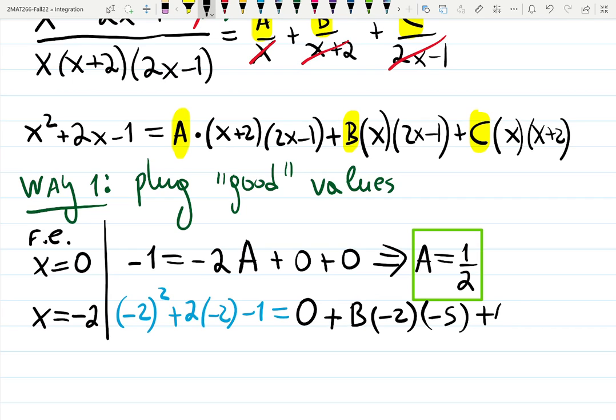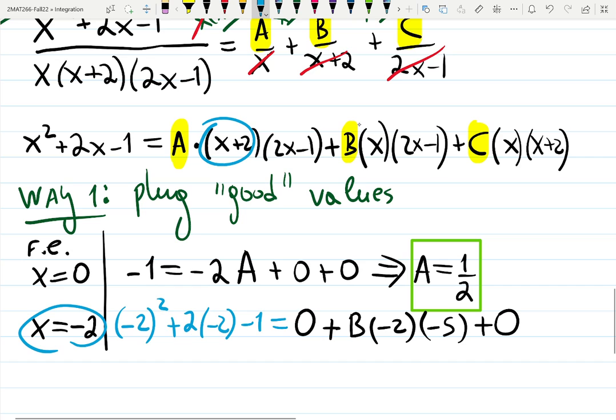C, 0. So again, I'm plugging in -2. Here, the first term gives you 0. The second term is not 0. The third term is 0. And that's why we chose it. We chose it for that specific reason, because we noticed it will make lots of stuff 0, and it feels good.